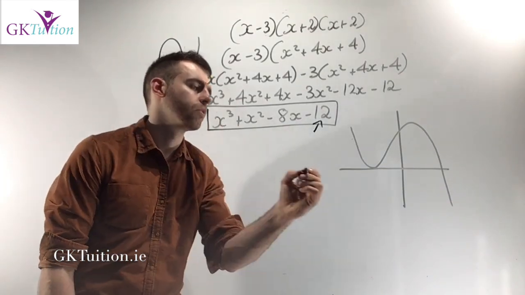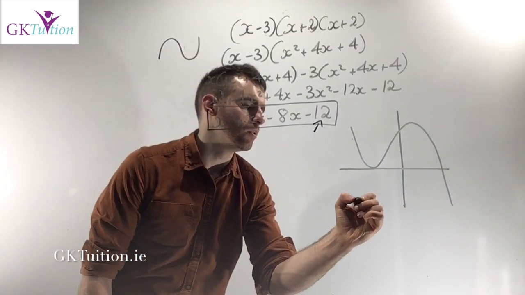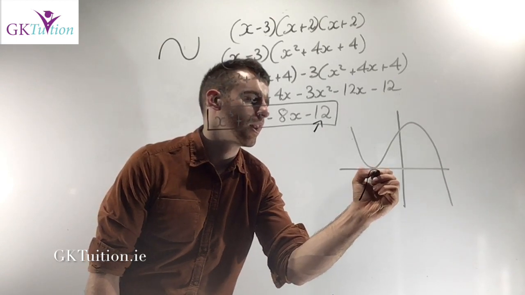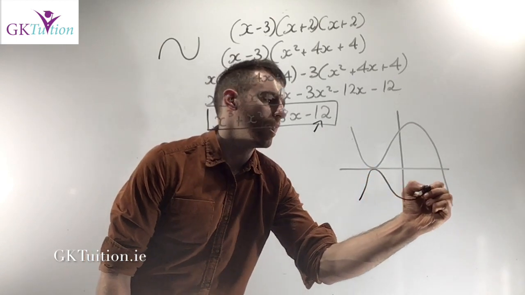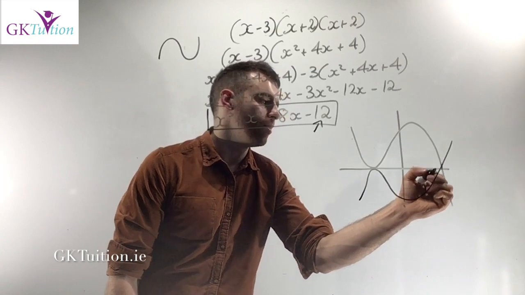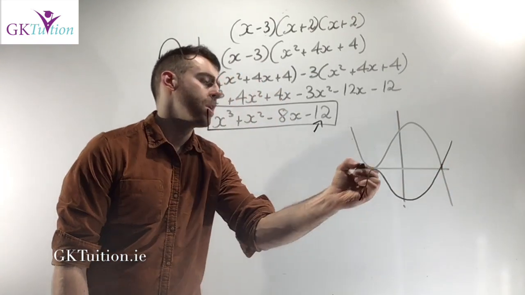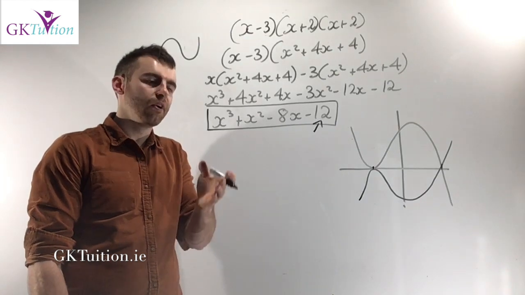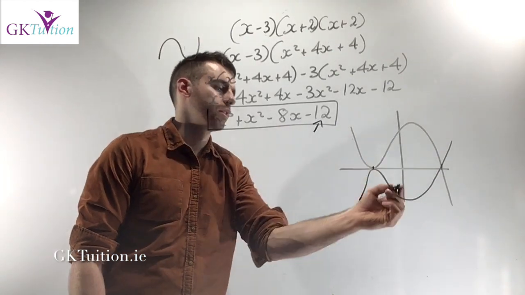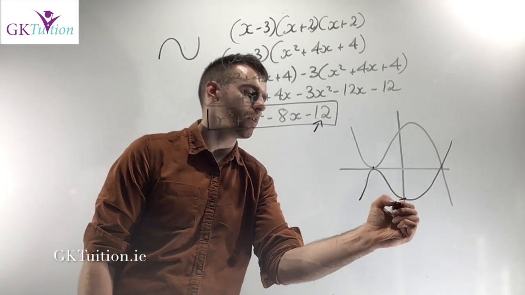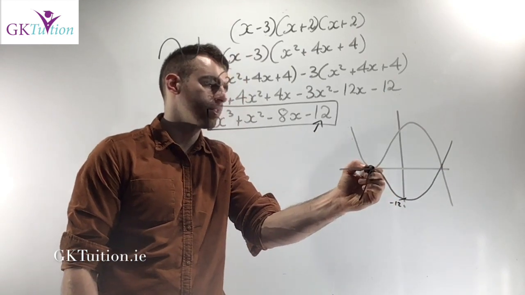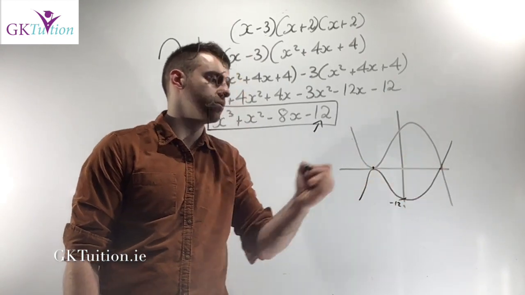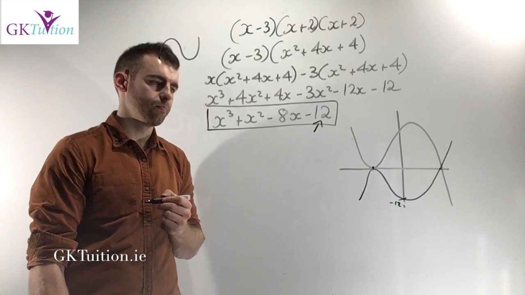The cubic you're after has the same roots. It crosses at 3, and it turns at x equals minus 2, and it looks like that. So you're actually after finding the equation of this cubic that crosses the y-axis at minus 12, it turns at x equals minus 2, and it crosses through the x-axis at x equals 3.